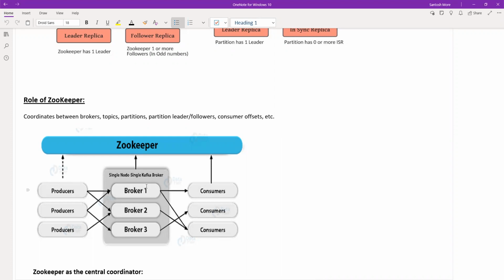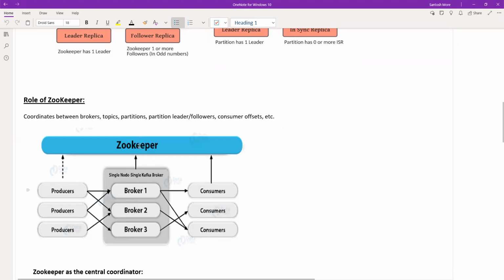So if that leader fails, the Zookeeper is responsible for electing a new leader, and the way it does is based on the in-sync replicas for that particular partition. The closest in-sync replica is chosen as the next leader. So that responsibility is also with the Zookeeper.